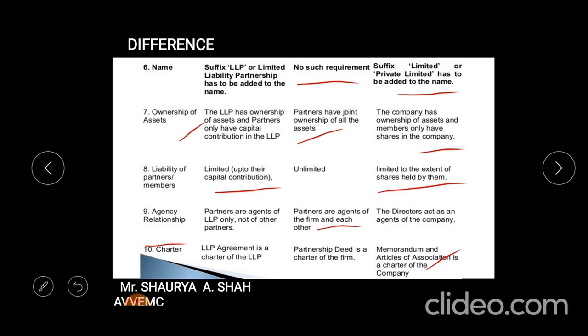Fine. So I hope 5 more points are clear, that is name, ownership of assets, liability of partners and members, agency relationship and charter. Is it clear? Fine. Moving on to the next set of points.